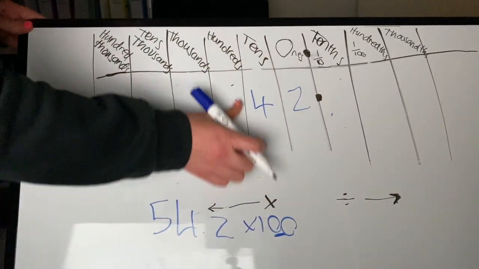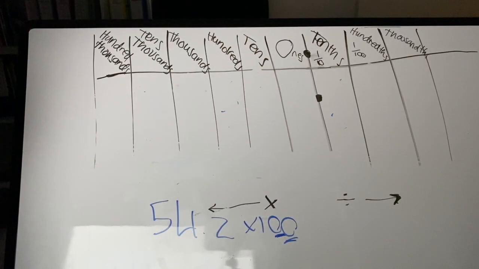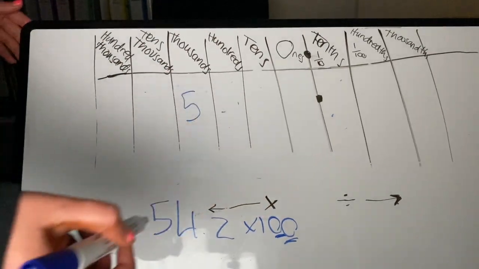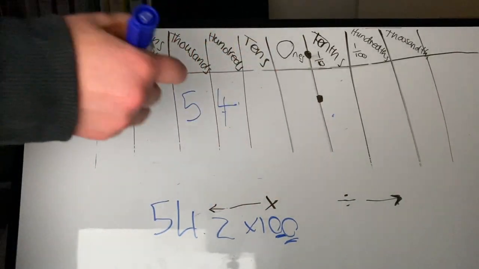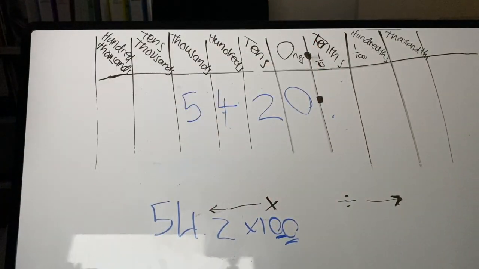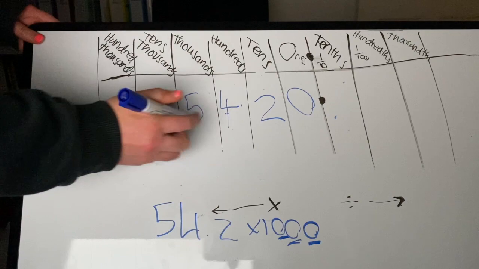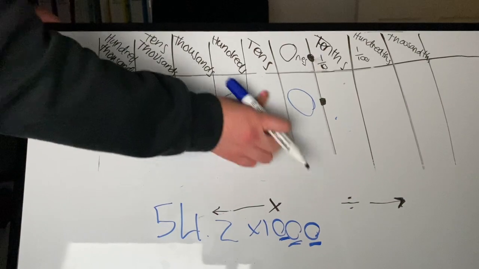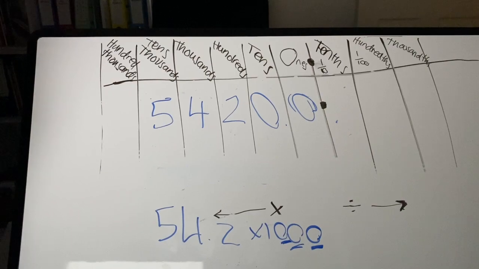If I times it by 100, each place value column needs to move 2 columns to the left from its original starting point. So the 5 was originally here, and it ends up in the thousands. The 4 was originally in the ones, it moves 2 place value columns to the left to the hundreds, and the tenths moves 2 to the left to become tens, and then I use a placeholder 0. If I times by 1,000, I can move everything once more up because it's already moved 2 places up. Oh, and this time I need 2 placeholder zeros to make 54,200.